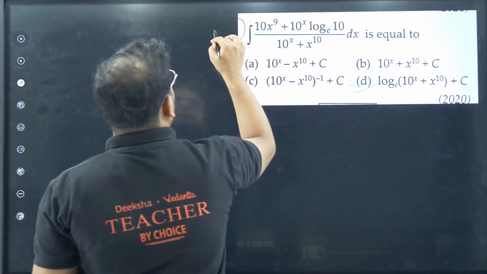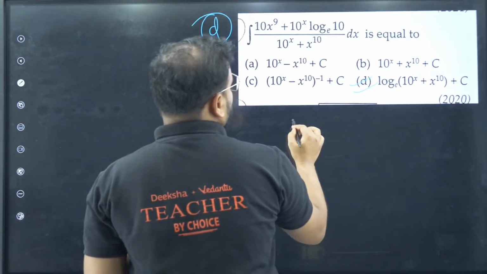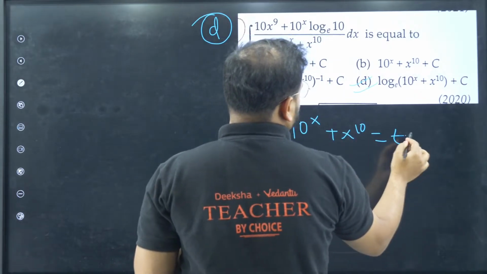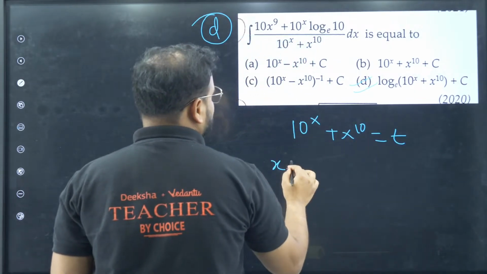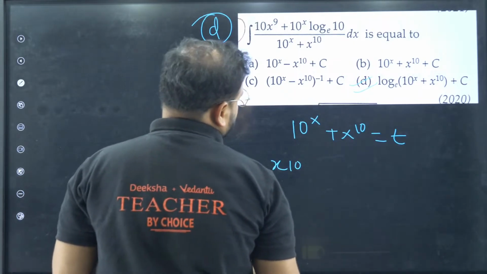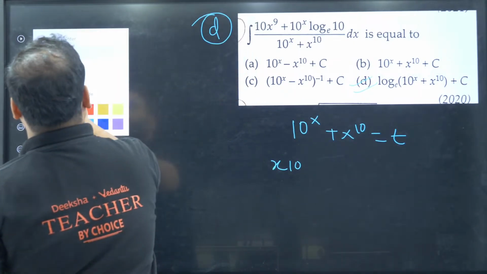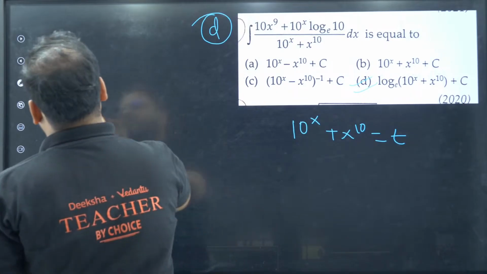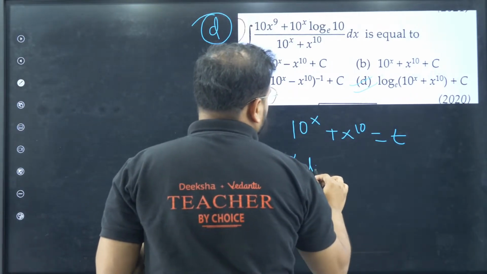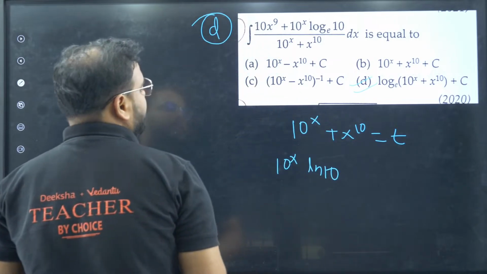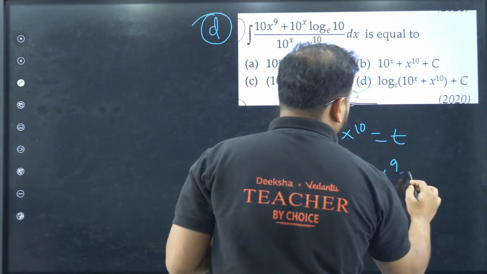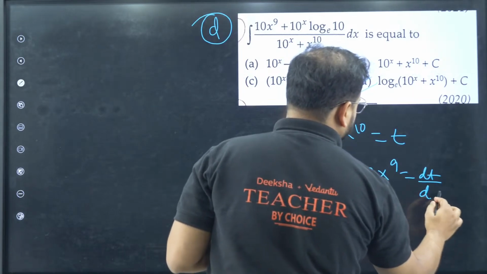D is correct. Because in this case, if you take the denominator 10 power x plus x power 10 as simply t, the derivative will become what here? X times of 10 power... No, this is 10 power x, right? Excuse me, my bad. It's an exponential function. It will be simply 10 power x ln 10, and you have over here plus 10 times of x power 9 equals dt by dx.